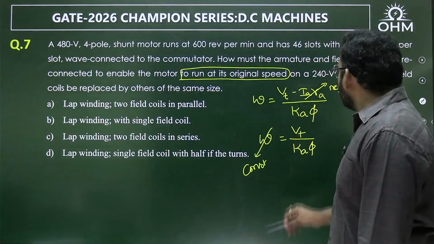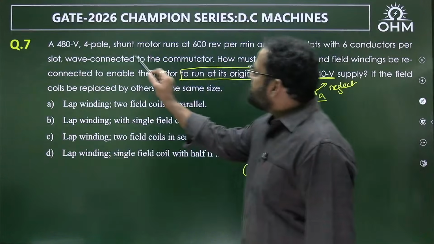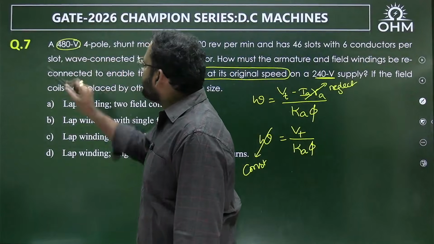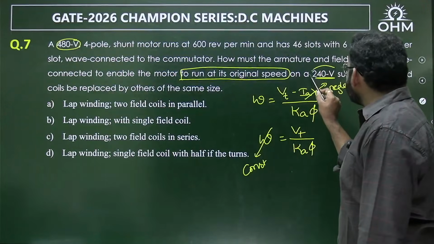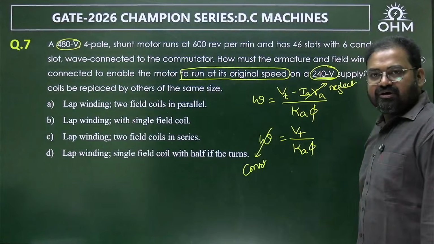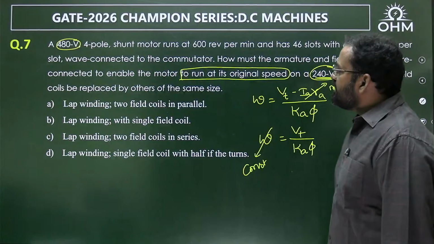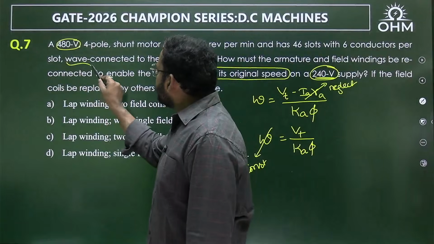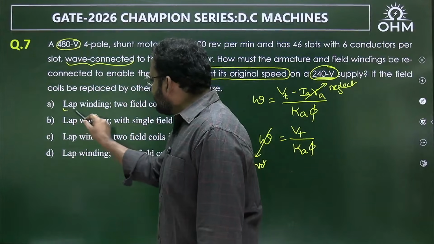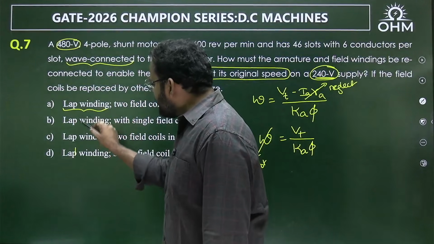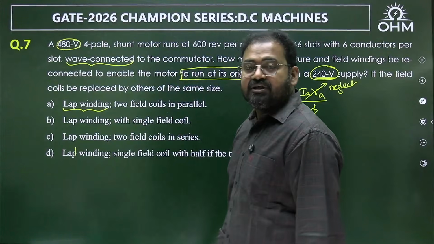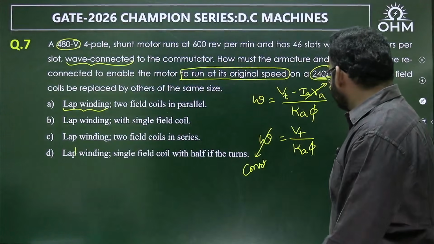On 240 volt supply, in the first case the voltage was 480. In the next case the voltage was 240. So voltage is a variable quantity. In the first case, the machine is wave connected, but in the second case, the machine is lap connected. You can see all 4 options are lap connected only. That means the number of parallel paths will change.